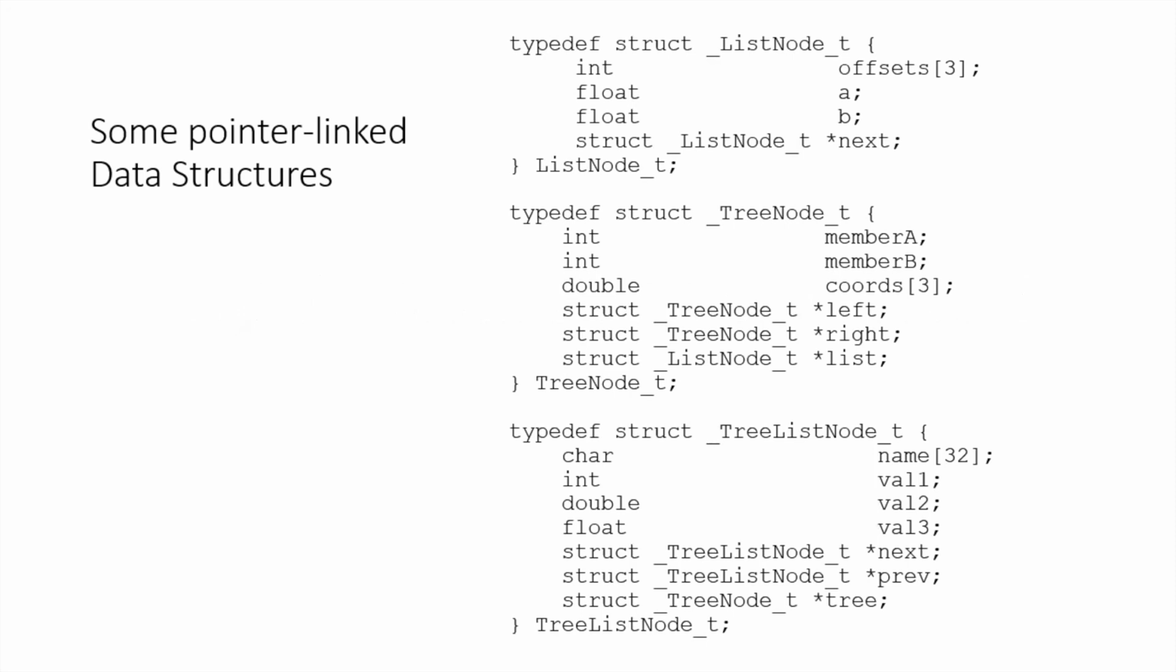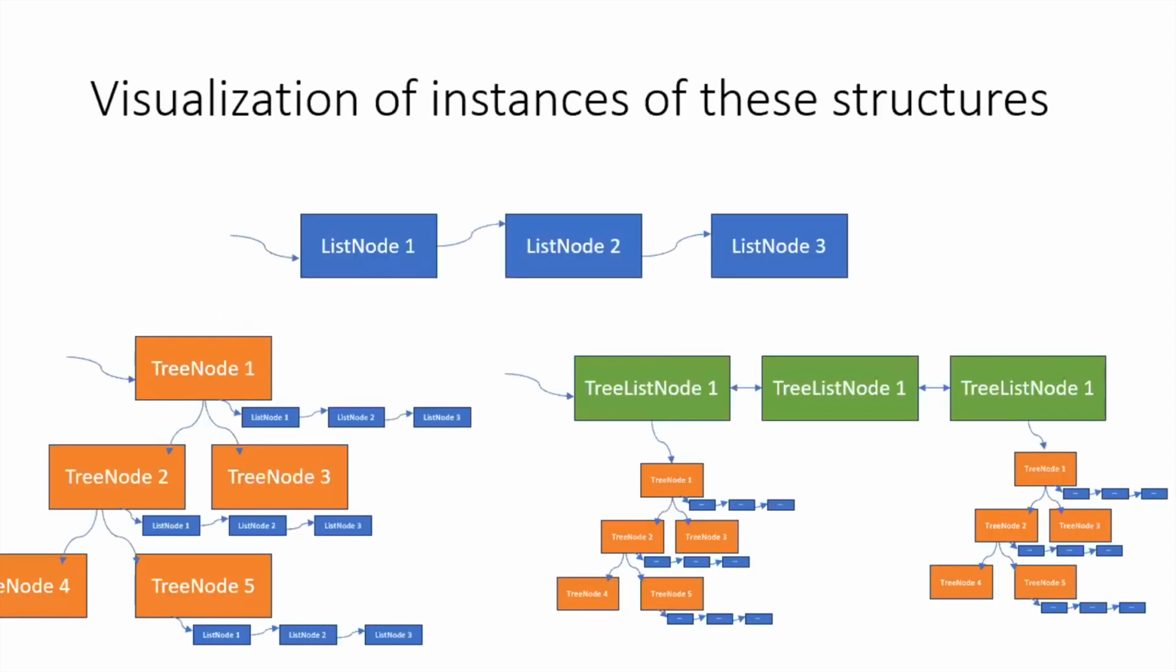Notice that there's some data members that are just ints and floats, and then there's some data members that are pointers. So in this case, I have a linked list at the top, a tree in the middle, and then a list of trees at the bottom. So it might look visually like this. There's a linked list at the top. Over there in the left corner is a tree, and then here's a list of trees with a doubly linked list. And the question is, how do I write this to HDF5?